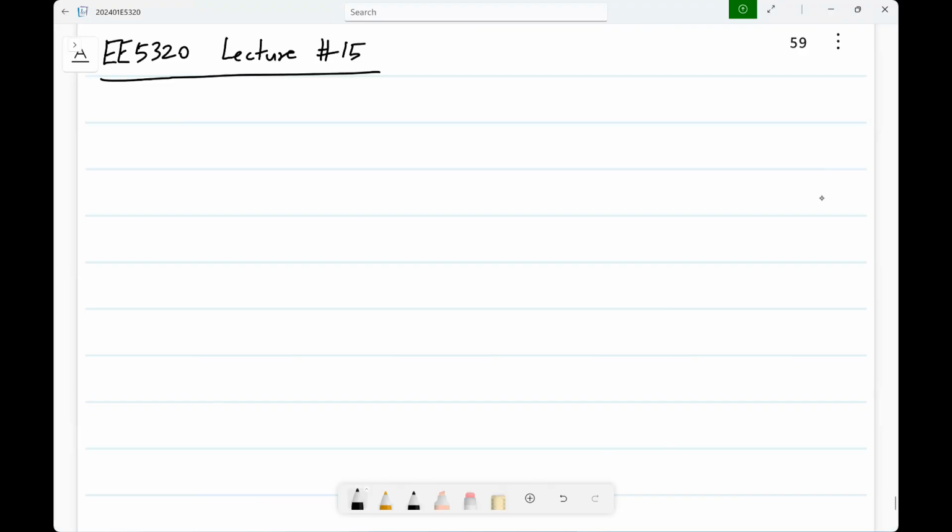So it's very important to understand negative feedback systems if you want to be able to design analog ICs and analog systems. And I'll say negative feedback amplifier to start with.